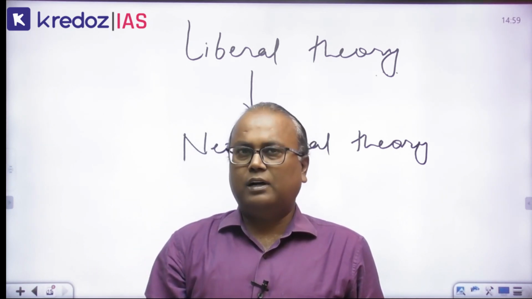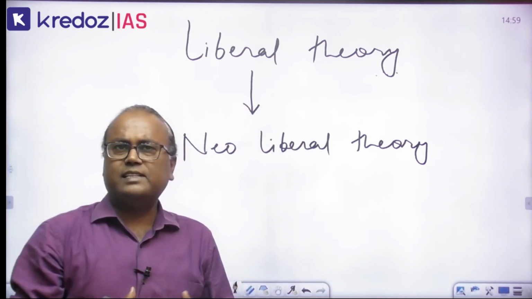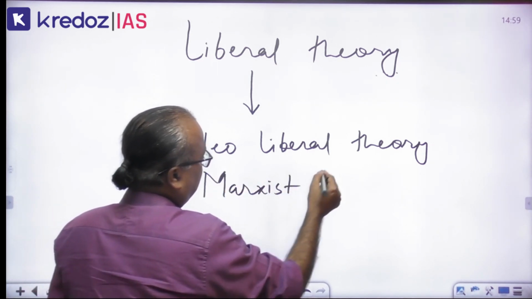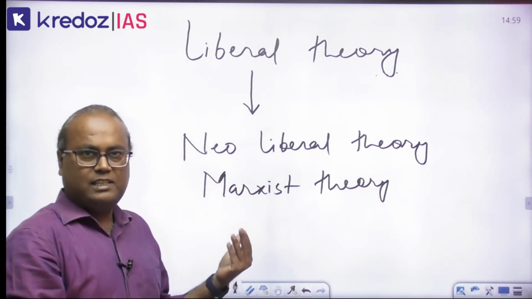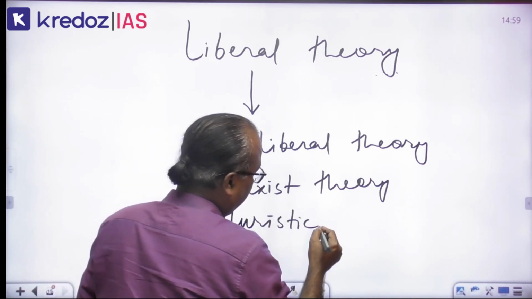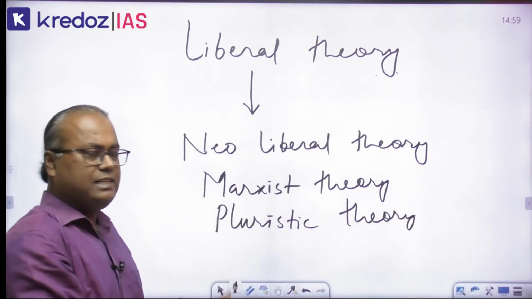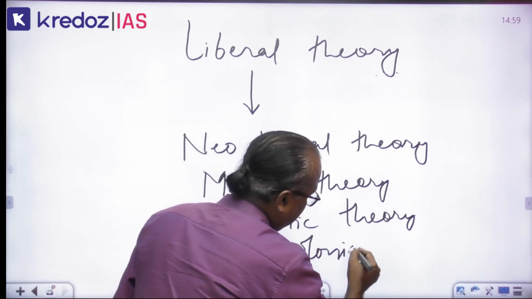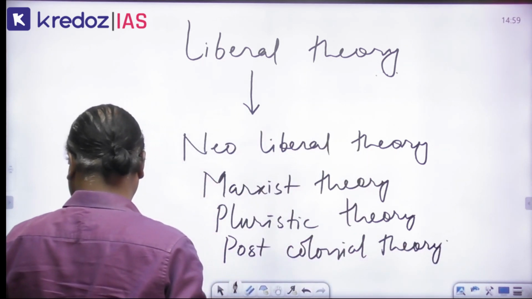Okay, so after understanding the neoliberal theory, you have to go for the Marxist theory. What is the Marxist theory? After Marxist theory, what is the pluralistic theory? Pluralistic theory. And later on, after this, we have the post-colonial theory, which has got such a good relevance nowadays.